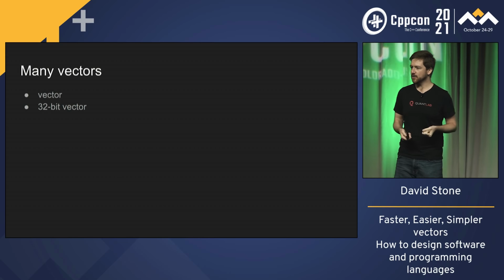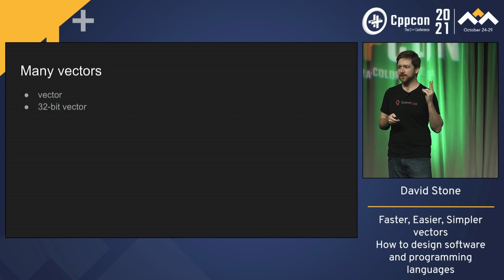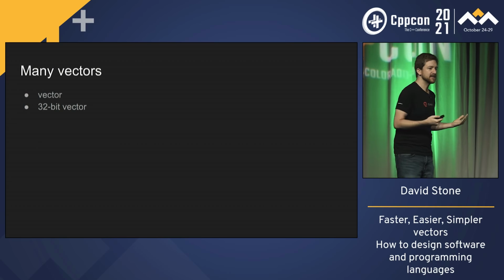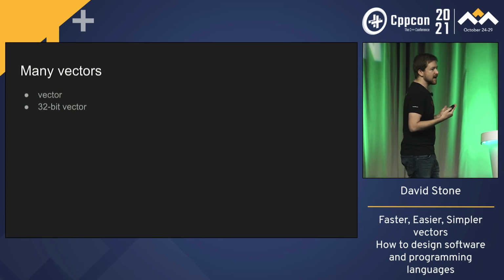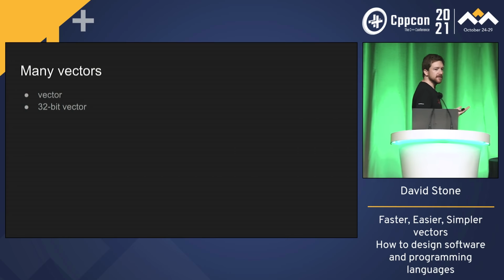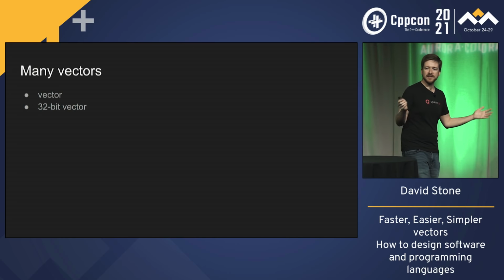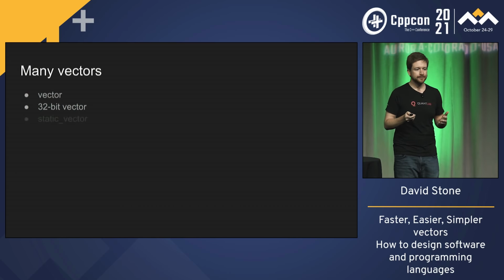A 32-bit vector would have a pointer to the data, a 32-bit size, and a 32-bit capacity. So that takes up only 16 bytes of stack space. Sometimes that matters. That makes operations like moves faster. It makes certain things optimize a little better because we know that the size is within a certain range.